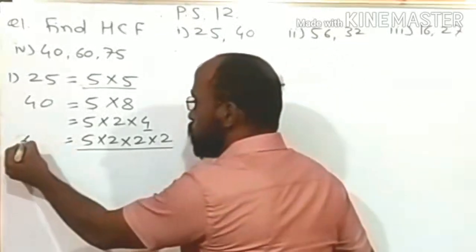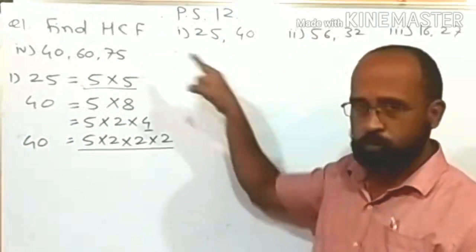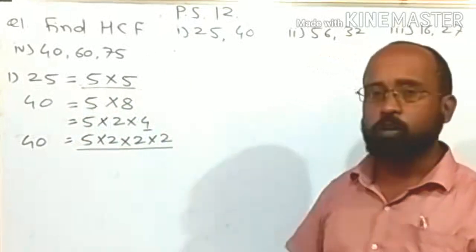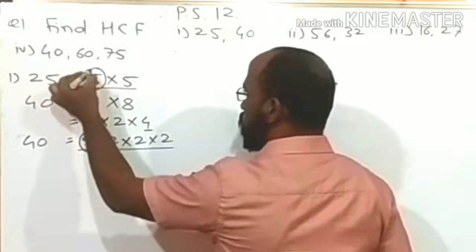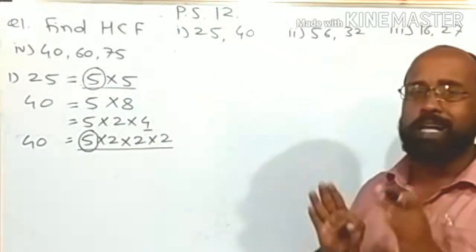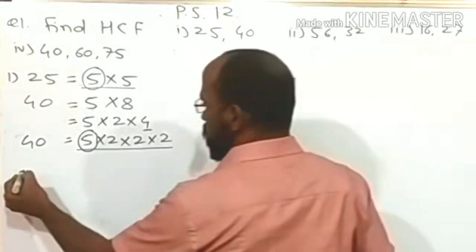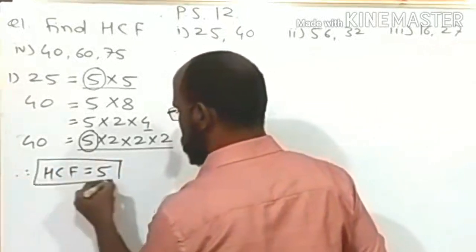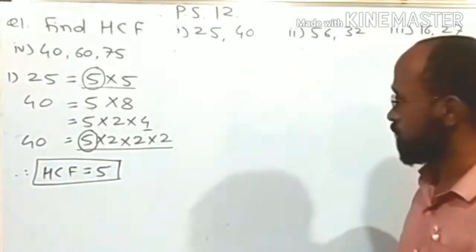Clear friends? To find the highest common factor, what do we have to do? We have to find the common factors between the factors of these two numbers. Factors of 25 are 5 and 5. Factors of 40 are these. So let's find common factors between them. Common factors are: first, here is 5, here is 5. Only one common factor is there. So HCF is nothing but the multiplication of common factors between these two. But there is only one common factor. So we can say HCF is equal to 5. Clear friends? Let us see the next example.